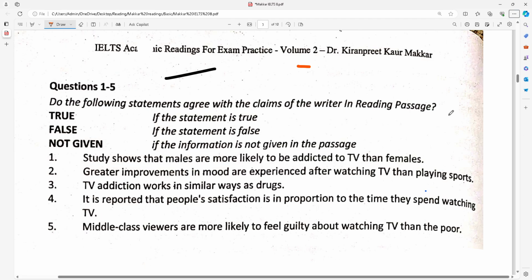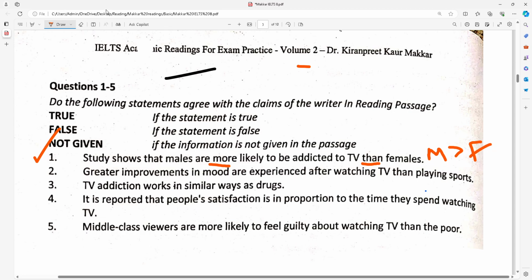So let's see. We are going to solve first these 5 questions. So पढ़ते हैं. What is the logic? First, we are going to mark the logics. Study shows that males are more likely to be addicted than females. So हम ये words देख पा रहे हैं more than. That means there is comparison. If we look closely, they are saying males are more than females.